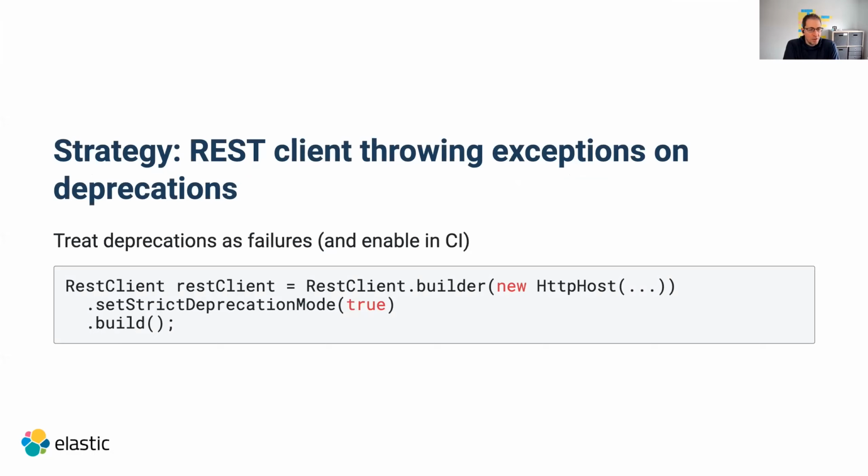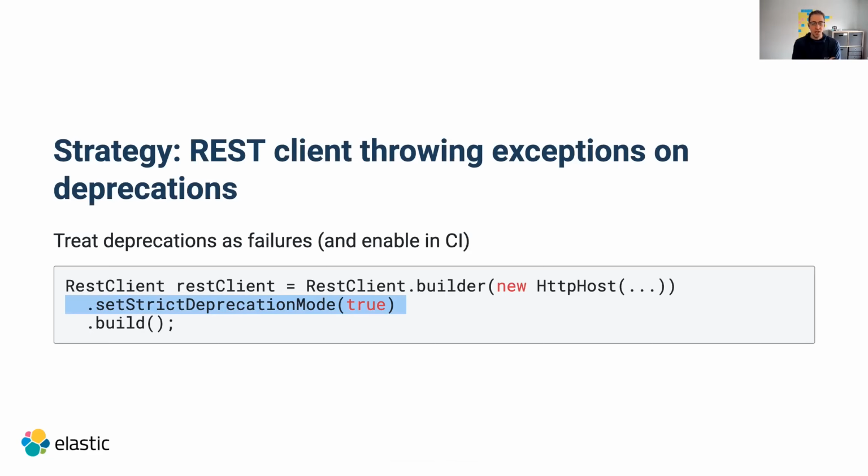Lastly, I have a couple of minutes left, so let's talk about a couple of strategies. What can you do to basically figure out these kinds of exceptions? What can you do to warn your user? For example, the Elasticsearch Java REST client has a really nice feature. It's called set strict deprecation mode. And it's something you would not set in production, but for example, in your CI.